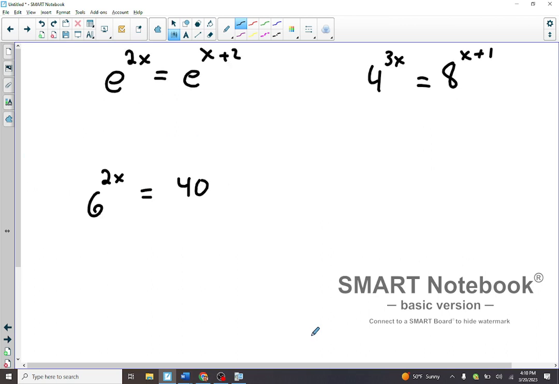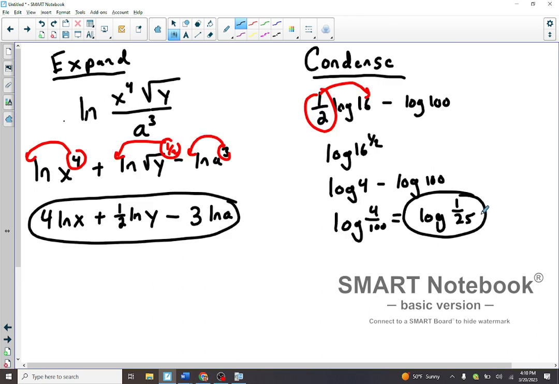How did you get log 16 half? It started off like that, so I put the half on top, and that's the same thing as the square root. So the square root of 16 is 4.